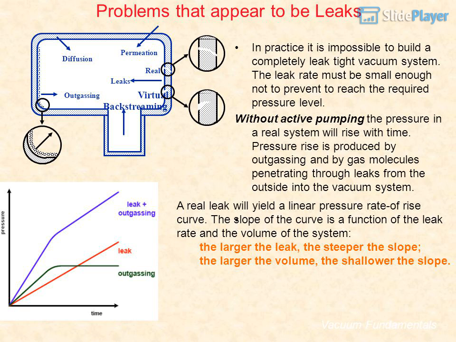The slope of the curve is a function of the leak rate and the volume of the system. The larger the leak, the steeper the slope. The larger the volume, the shallower the slope.